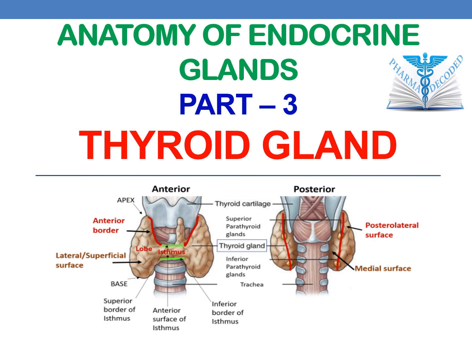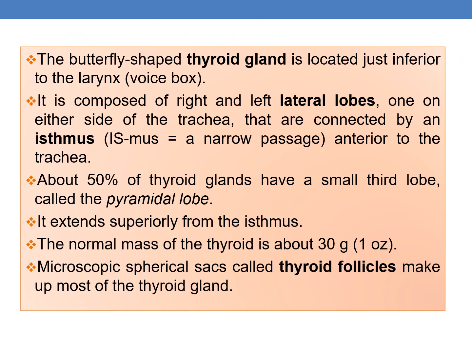Hello everyone, now let us discuss about anatomy of endocrine glands part 3. In the current session we will be focusing on thyroid. The butterfly shaped thyroid gland is located just inferior to larynx, that is voice box.